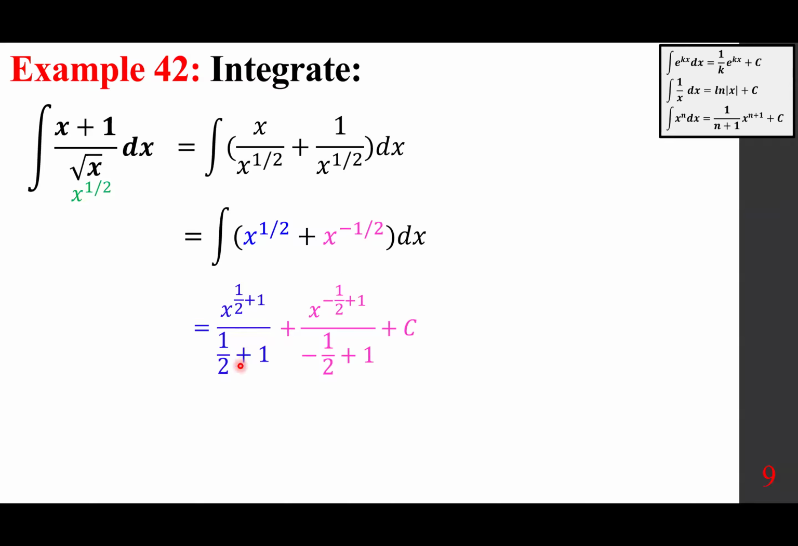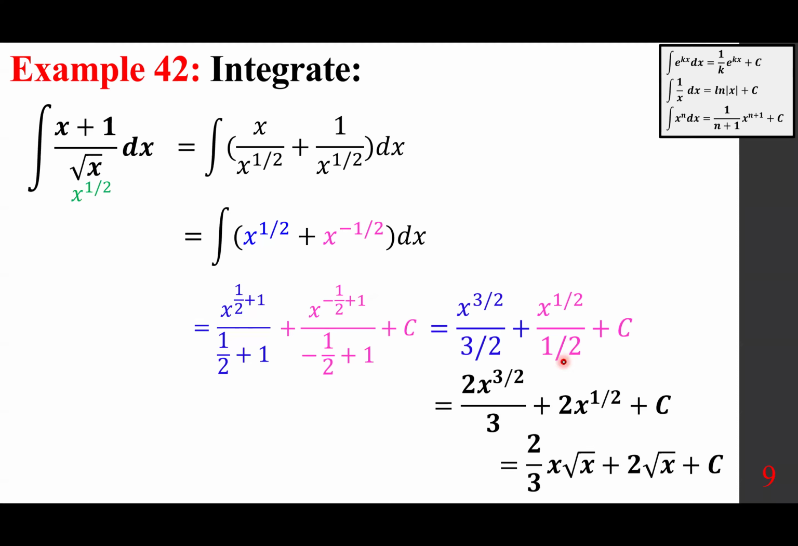So 1/2 and 1 is 3/2. Negative 1/2 and 1 is 1/2. Division by 3/2 means multiplication by 2/3. This one means multiplication by 2. You can rewrite it as x to the power of 3/2 is x times the square root of x. X to the power of 1/2 is the square root of x, just in case. So that's pretty straightforward. We are going to move on, everybody.